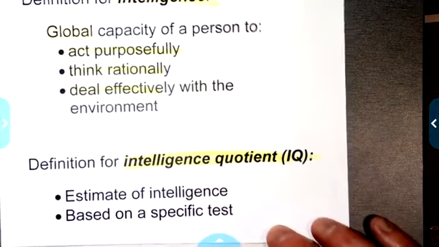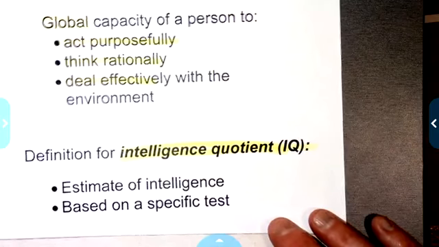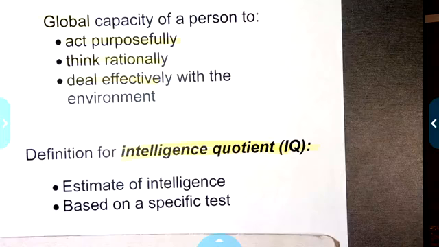Now, when most of us think about intelligence, our mind immediately goes to the concept of intelligence quotient. Intelligence quotient is not exactly the same thing as intelligence. Intelligence is an abstract concept that we can agree on in the abstract, but people disagree about how exactly we should measure it. The most common way of measuring intelligence for purposes of giving kids guidance in school is to obtain their intelligence quotient, their IQ. IQ is an abbreviation for intelligence quotient. It's an estimate of intelligence based on a specific test.